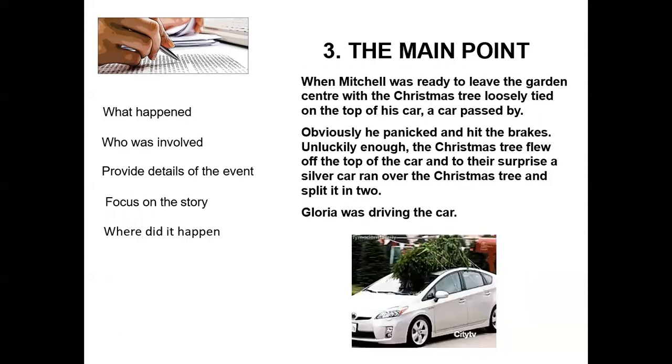Look at number three, the main point. Here you need to explain what happened, who was involved, provide details of the event, focus on the story, and where did it happen. For example, when Mitchell was ready to leave the garden center with the Christmas tree loosely tied on top of his car, a car passed by. Obviously, he panicked and hit the brakes. Unluckily enough, the Christmas tree flew off the top of the car, and to their surprise, a silver car ran over the Christmas tree and split it in two. Gloria was driving the car.